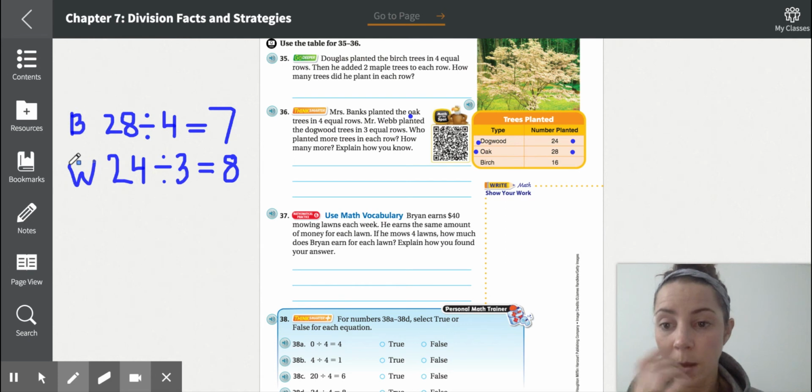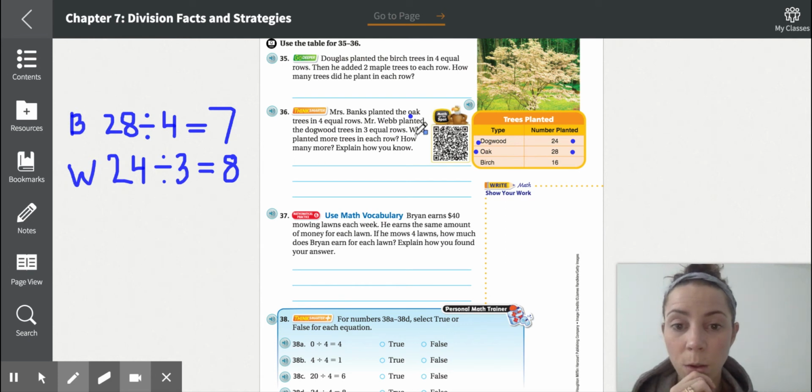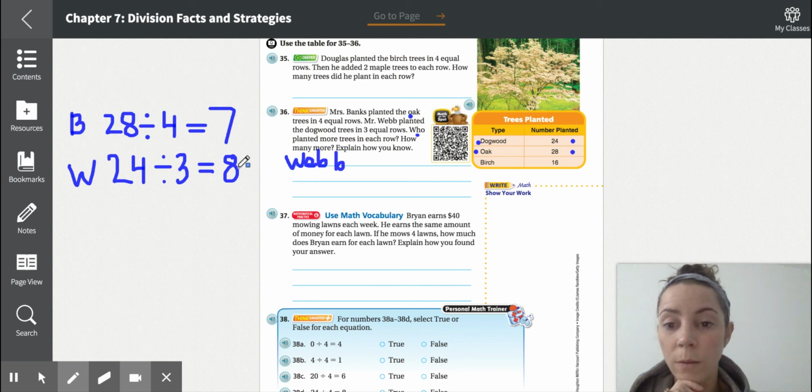Because they're asking me who, there are 2 question marks here, so I know I have to answer 2 questions. The who is Mr. Webb, and then they ask me one more question. How many more? I can kind of tell without even rewriting it. I subtract 8 minus 7, which is 1 more. Good job if you got that.